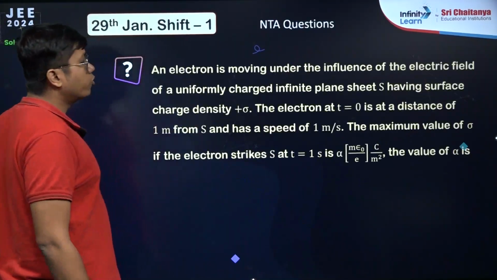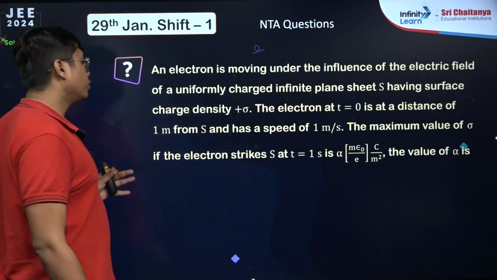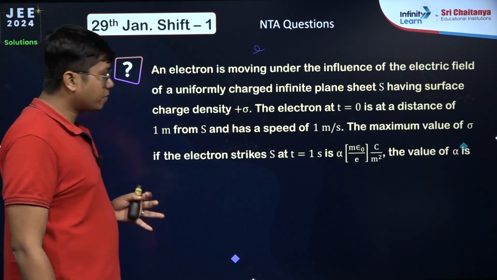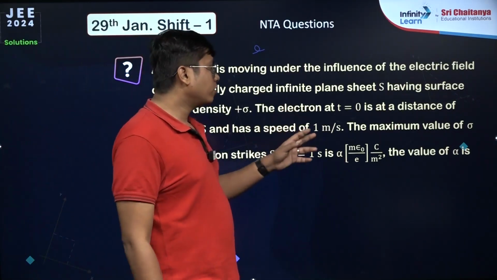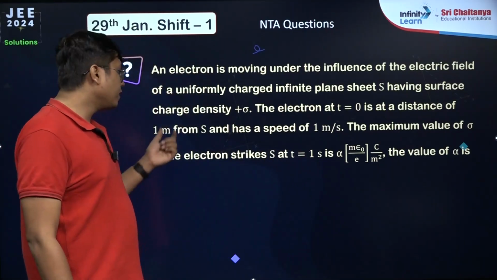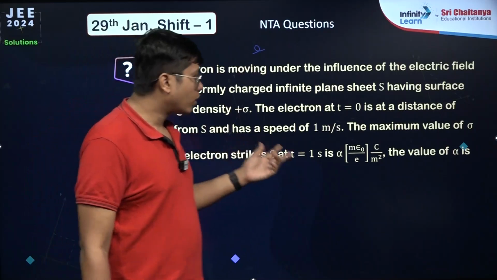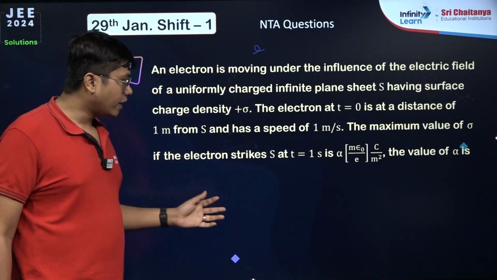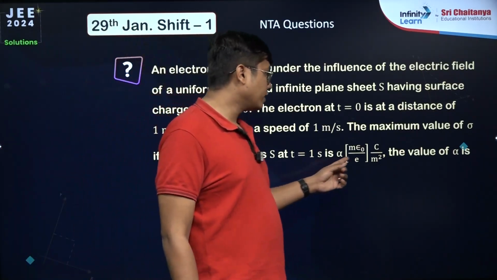It says an electron is moving under the influence of the electric field of a uniformly charged infinite plane sheet S having surface charge density plus sigma. Electron at t equal to 0 is at a distance of 1 meter from S and has a speed of 1 meters per second. Maximum value of sigma if the electron strikes S at t equal to 1 seconds is how much?